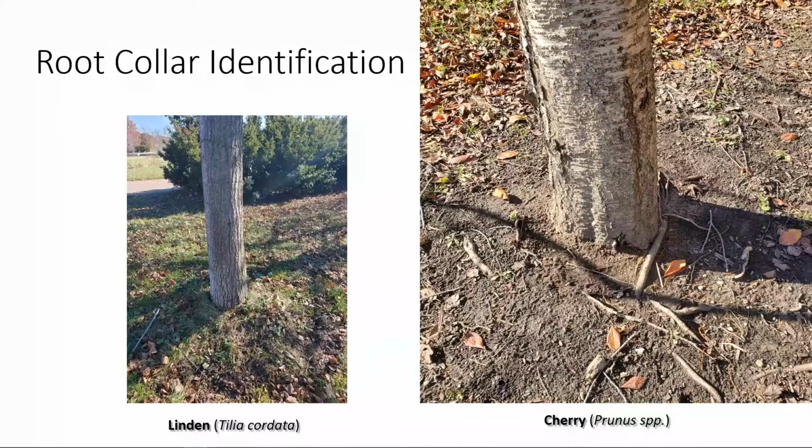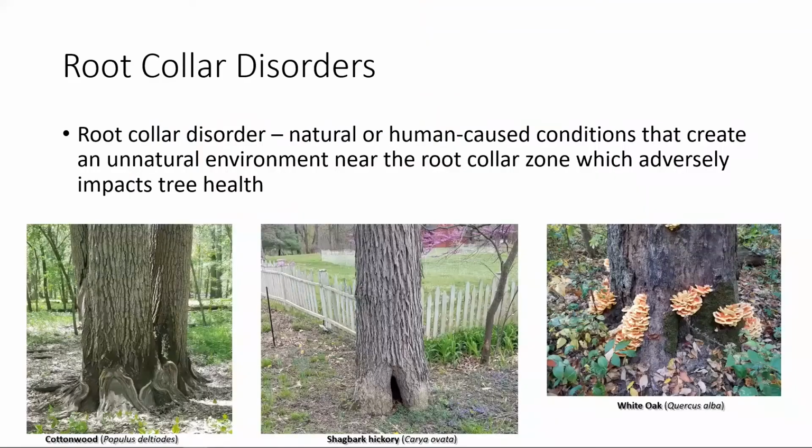So if you see a telephone pole going into the ground, safe to say there is a root collar disorder at hand. So this is kind of my definition of a root collar disorder, just to put a definition on it. But simply put, it's a disorder of that root collar area. But to me, conditions have created an unnatural environment, which typically adversely impacts tree health when we see one of these disorders in place. So I've got some examples of some root flares here with obvious disorders.